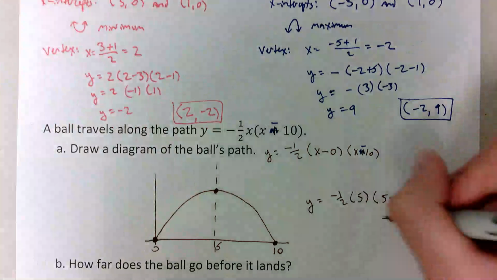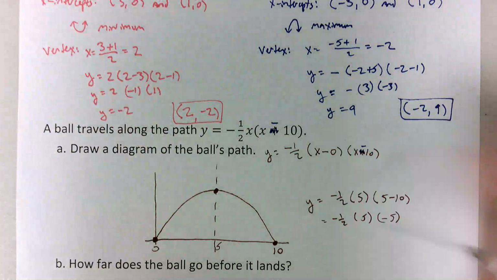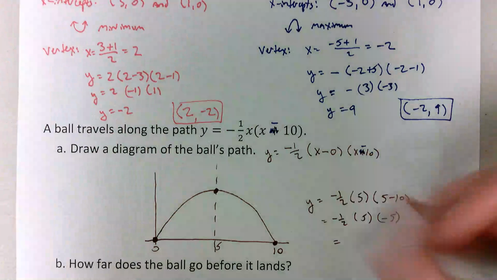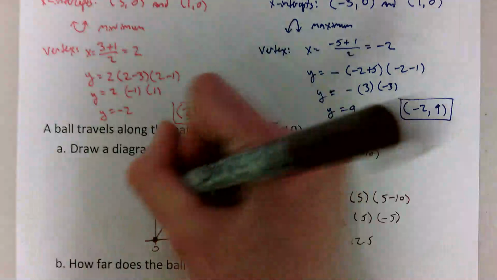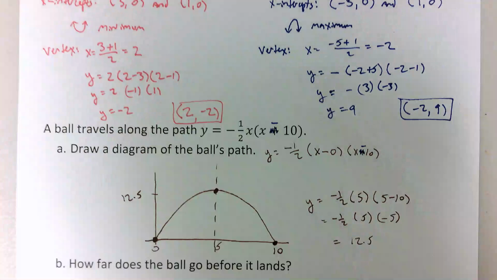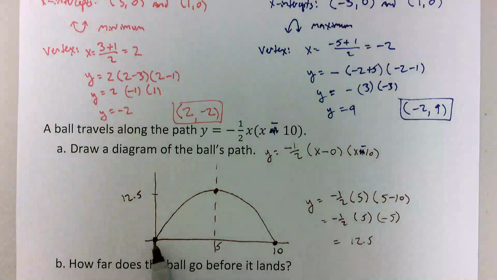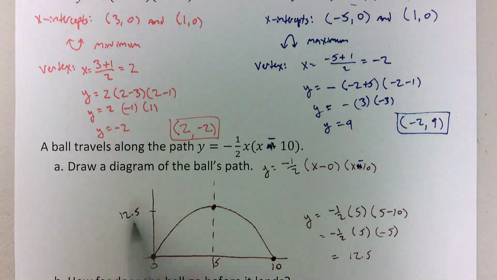5 minus 10 is -5. So then I'm multiplying -1/2 times 5 times 5. And if I throw all that in the calculator, that works out to 12.5. Okay, so that tells me how high up the ball went. So what I can look at from this graph right away is I know that I start at 0 and I end at 10 when it hits the ground. And the highest height that it ever gets to is 12.5 feet or whatever these units are.